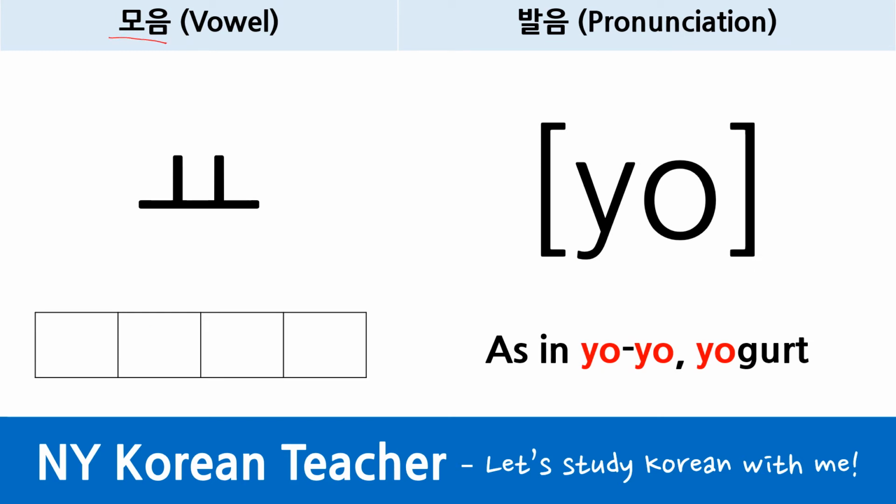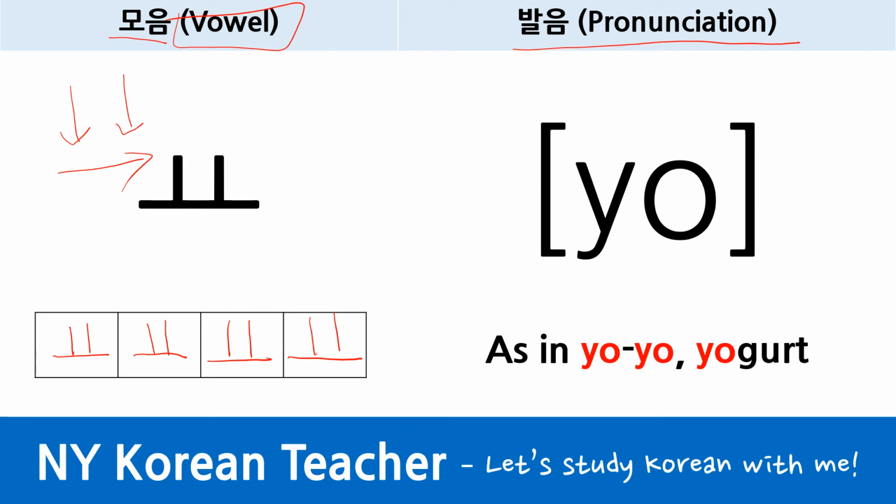모음, vowel, 요. Okay, 요, 요, 요, 요. Pronunciation of this letter, 요, as in yo-yo or yogurt. 따라 하세요. 요, 요, 요, 요.